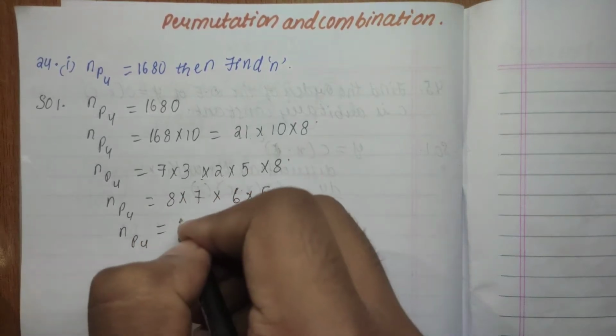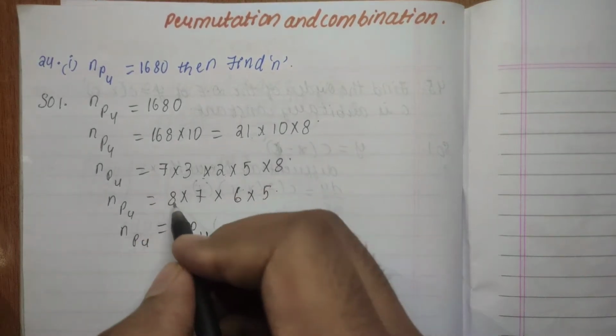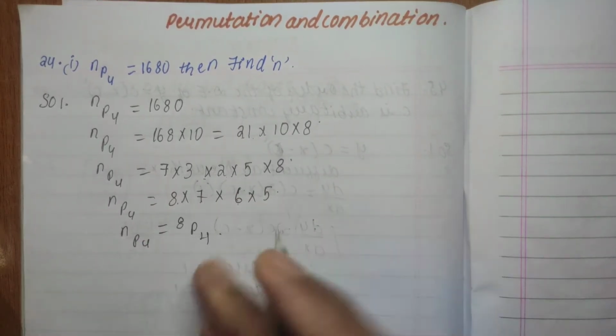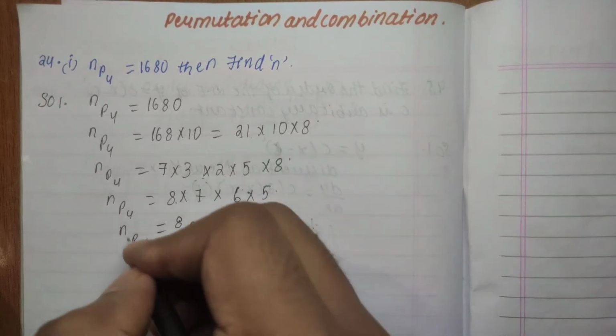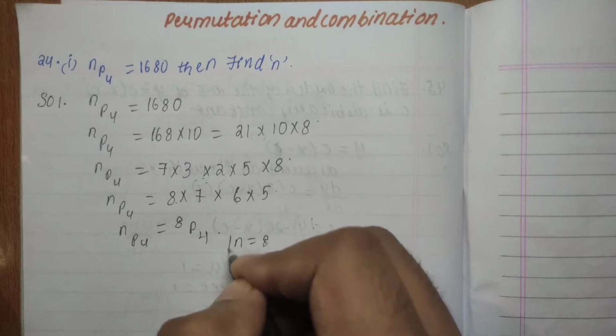nP4 is equal to 8P4. So this is 8, 7, 6, 5, that is 4 terms. So as the bases are equal, equate this. So n equals 8.